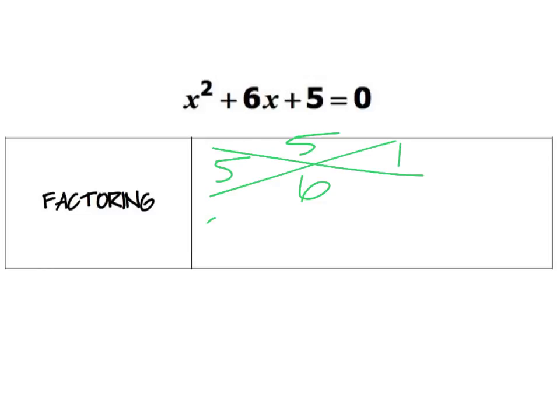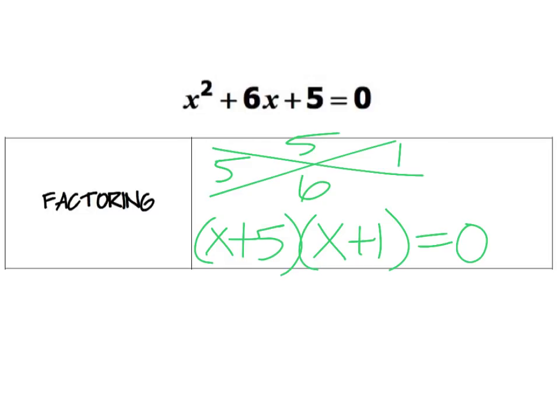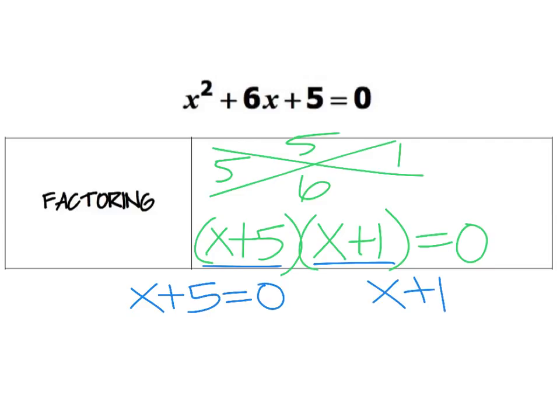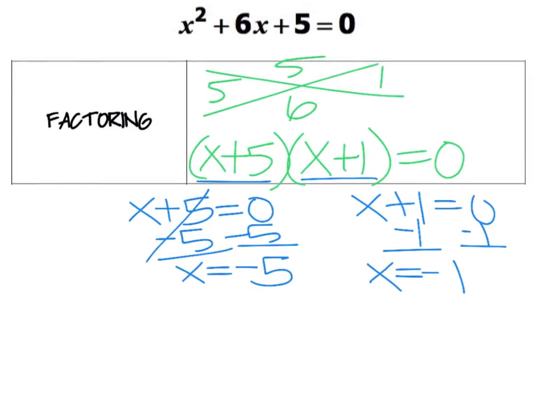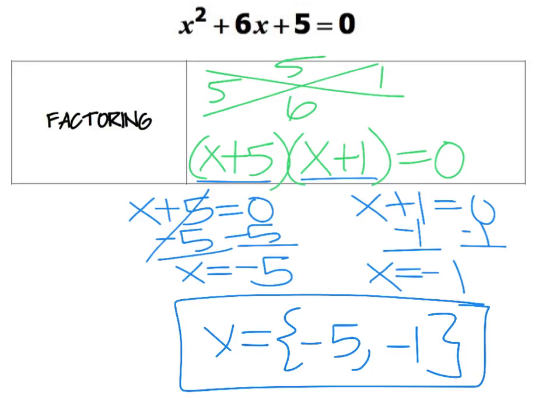So our two factors are going to be x plus 5 and x plus 1 equals 0. Then we want to take each of our factors and set them equal to 0. So x plus 5 equals 0 and x plus 1 equals 0. Subtract 5 from both sides. X equals negative 5. Subtract 1 from both sides, and x equals negative 1. So therefore our solutions are going to be x equals negative 5 and negative 1. And that's the same solutions we got when we solved by graphing.